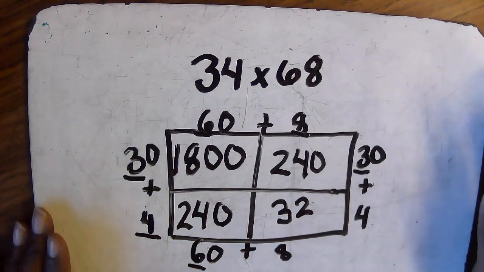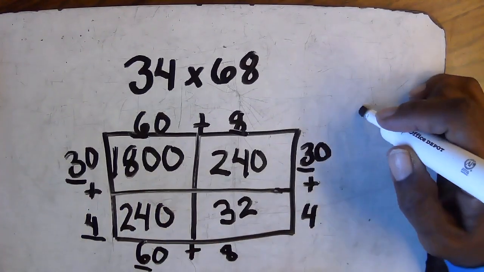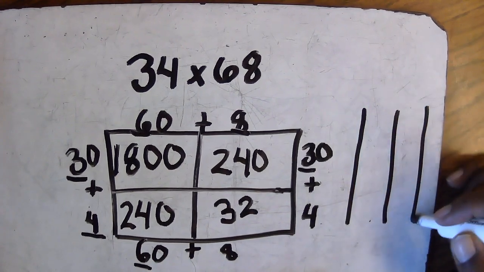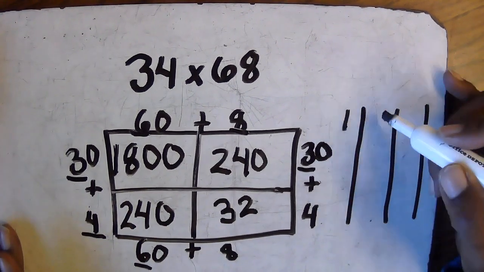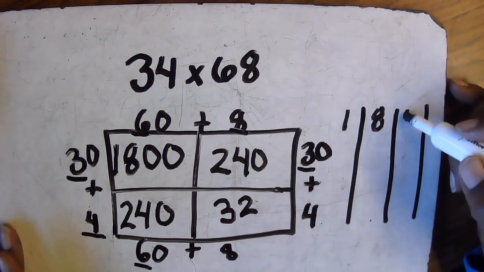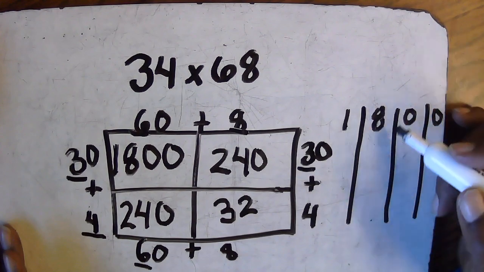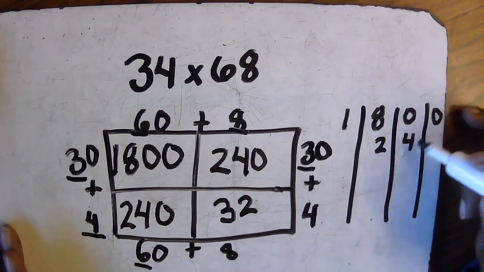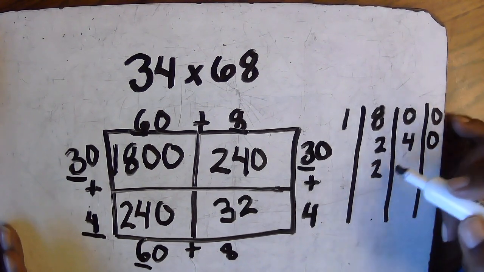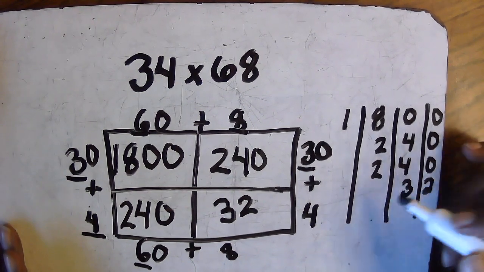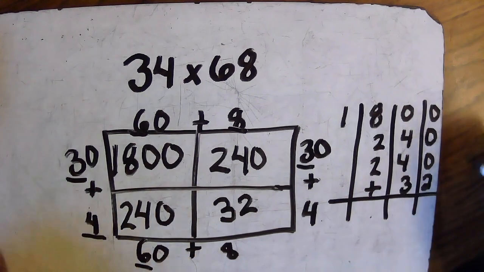So now I come over and I'm going to do my 3 lines, and that's to keep my place value even. So I have 1,800, or 18 hundreds. I have 240, and that's twice. And next I have 32, and I'm going to put my plus sign and add it.